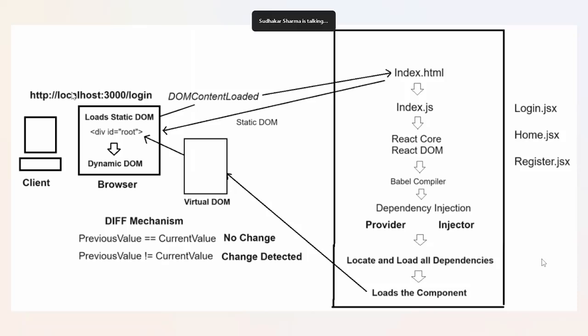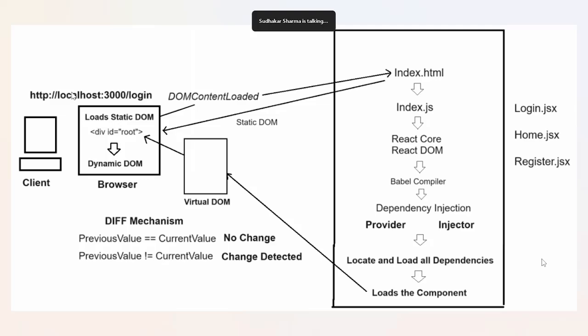In React.js, the first request loads index.html. Index.html is an ordinary HTML. It will initially load the static DOM. Every page loads on an event called DOMContentLoaded. On that event, it is going to load. After loading the static DOM, it does not immediately become dynamic. After loading a static page, it will not become a dynamic page immediately.